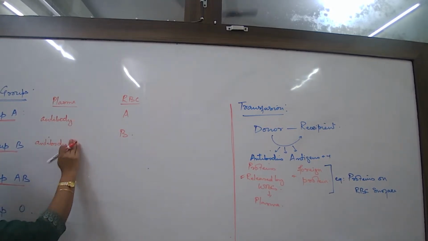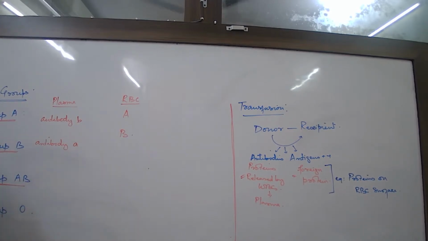Antibody B, correct. Antibody B and antibody A, correct. So I said antibody B for people with blood group A, correct? Antibody B with people of antibody A for AB, that's correct. Now I talk about people with AB.